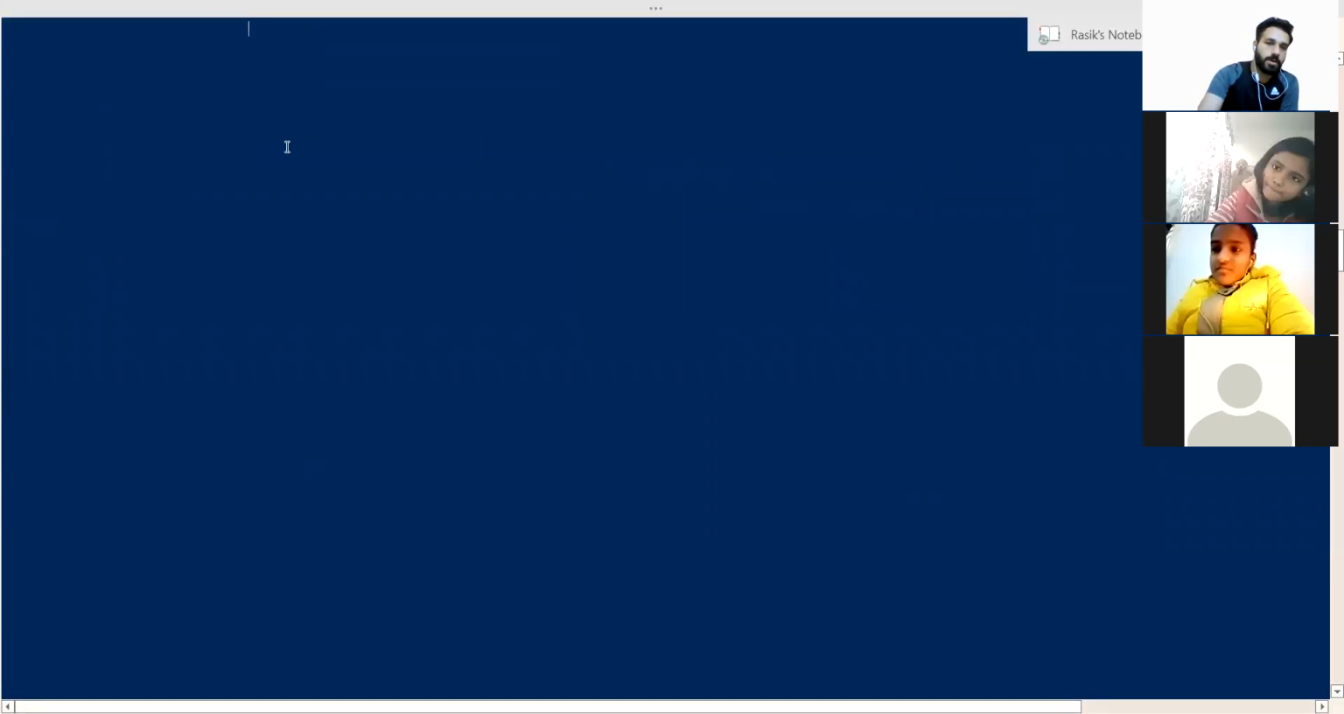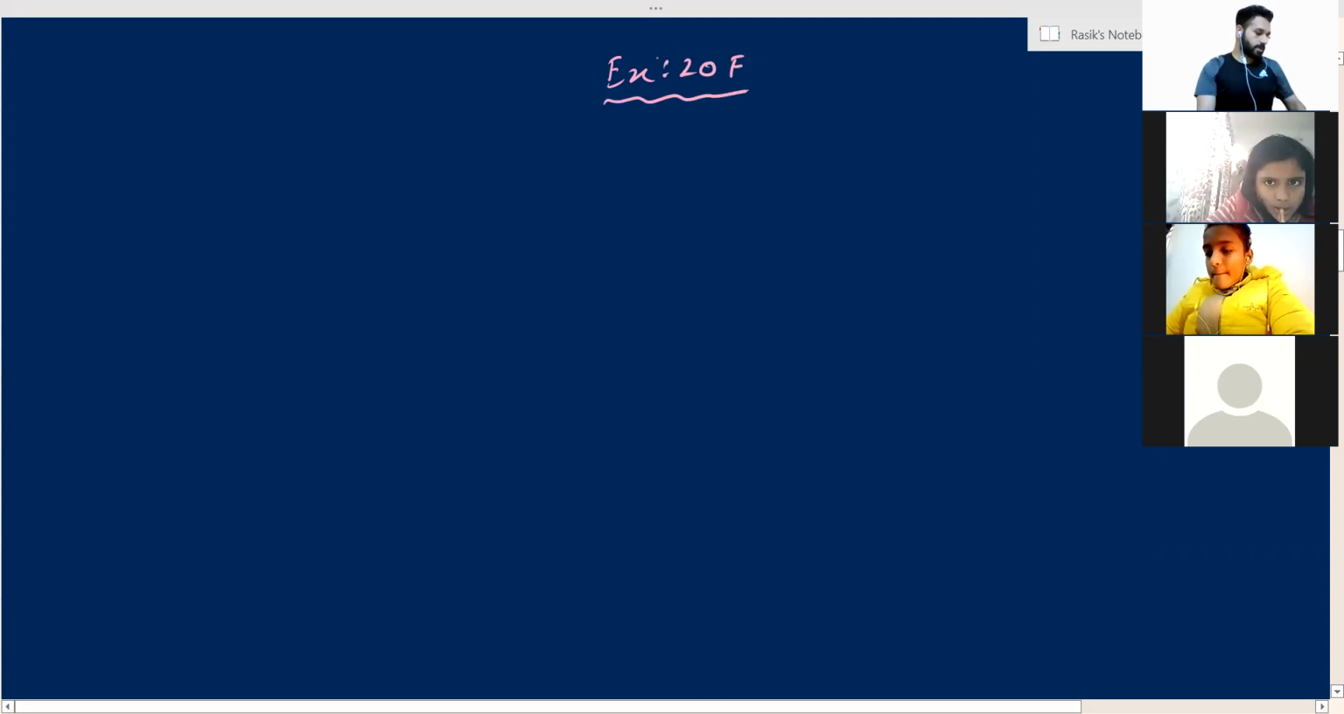So this is the formula of area that we will be using in the next exercise. The next exercise is exercise 20F. First question of exercise 20F, question number 1. We will be using the value of pi as 22 upon 7 in all the questions, unless it is given that you have to use something else.